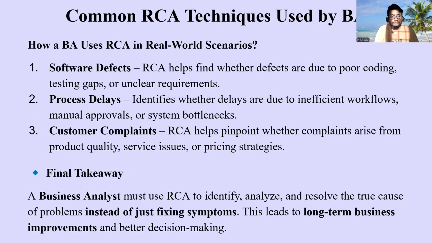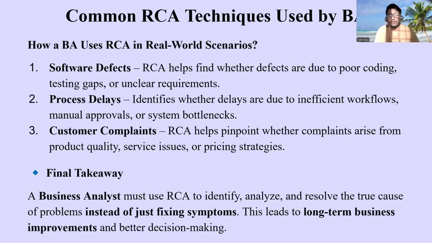The five whys method. So how a BA uses RCA in real world scenarios: software defects. RCA helps you find whether defects are due to poor coding, testing gaps, or unclear requirements. So RCA can help in identifying the defects which are caused because of poor coding, testing gaps, or unclear requirements, or maybe other causes, right? Process delays: a BA identifies whether delays are due to insufficient workflows, manual approvals, or system bottlenecks, or sometimes due to lack of resources.